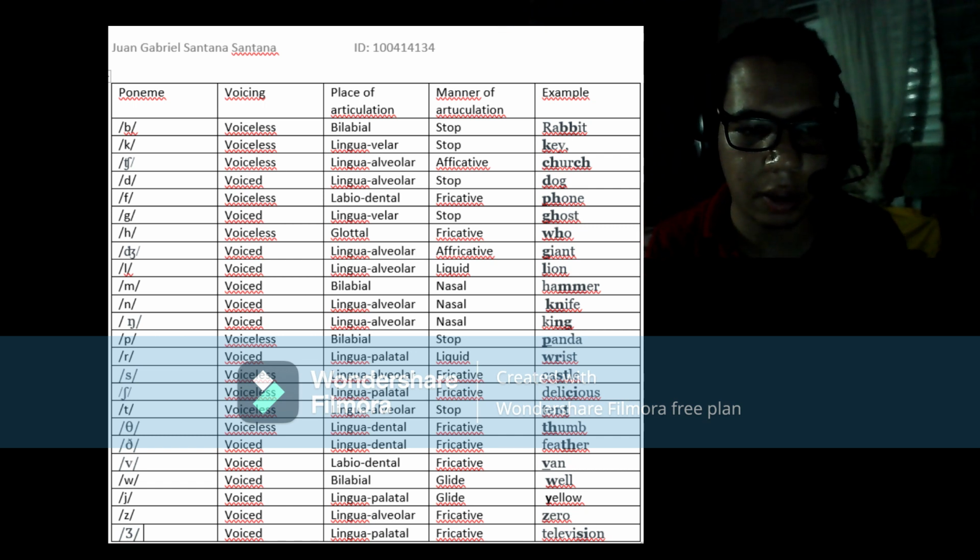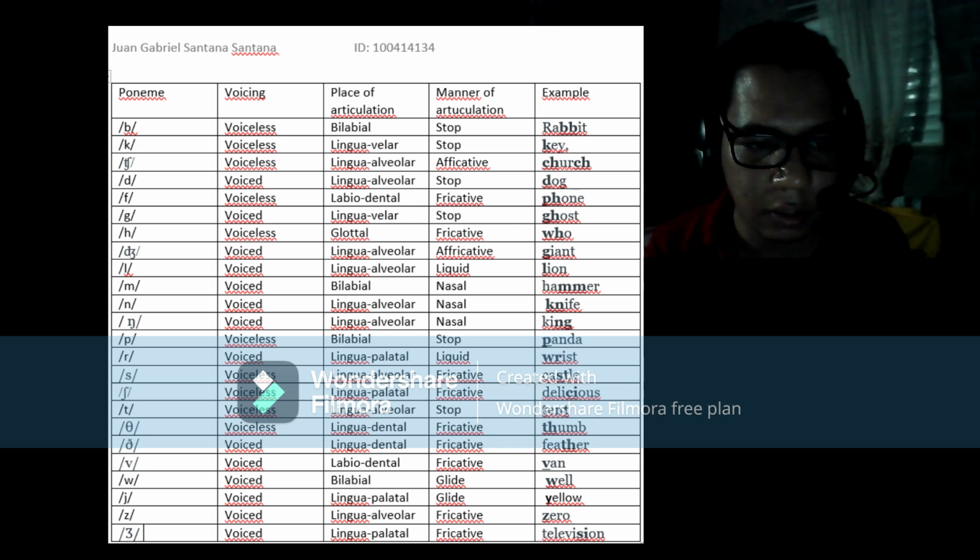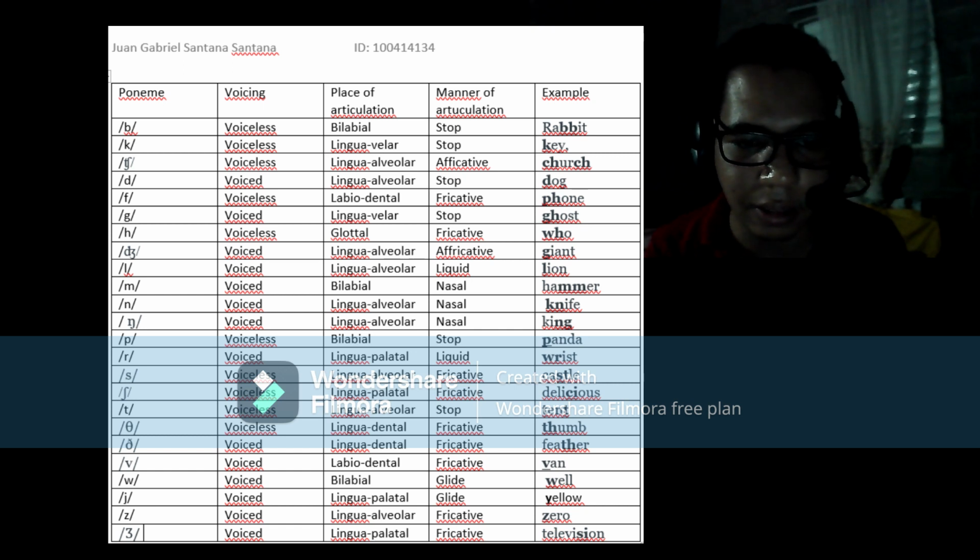And the next one that we have is a sound which is voiced, lingual alveolar, nasal, and the example that we have is king. Alright, the next one that we have is p, which is voiceless, bilabial, stop, and the example that we have is panda.